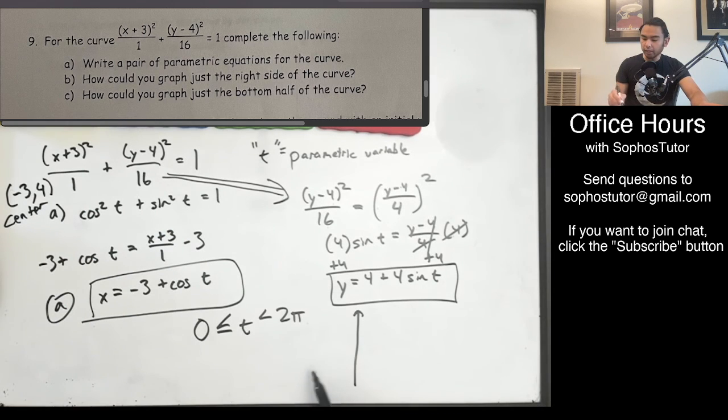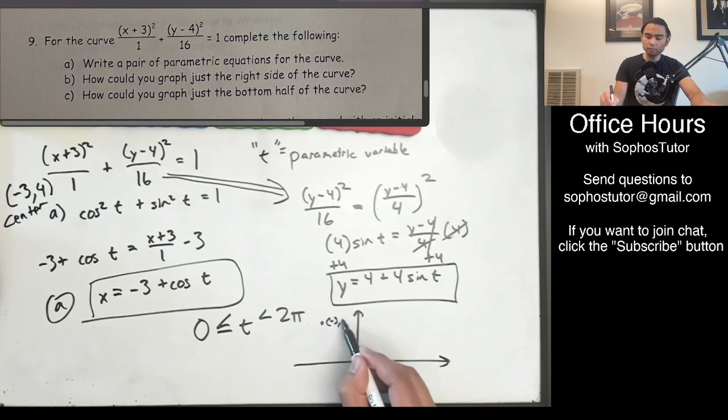Let's go ahead and graph that here. So -3, 4, so 1, 2, 3, up 4, so it's going to approximately be up here. Let's say this is -3, 4. Okay.